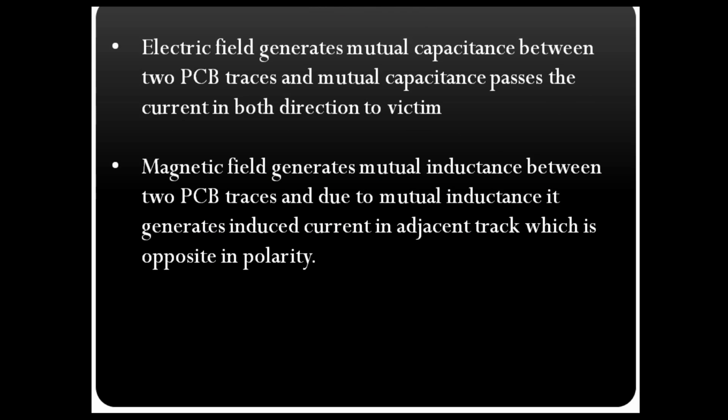If you want to go into more detail, the electric field generates mutual capacitance between two PCB traces, and mutual capacitance passes current in both directions to the victim. So due to the electric field, mutual capacitance gets generated and it passes current in both directions to the victim PCB track. And what is the magnetic field? The magnetic field generates mutual inductance between two PCB traces, and due to mutual inductance, it generates induced current in the adjacent track which is opposite in polarity. So let us understand in more detail what mutual capacitance and mutual inductance are.